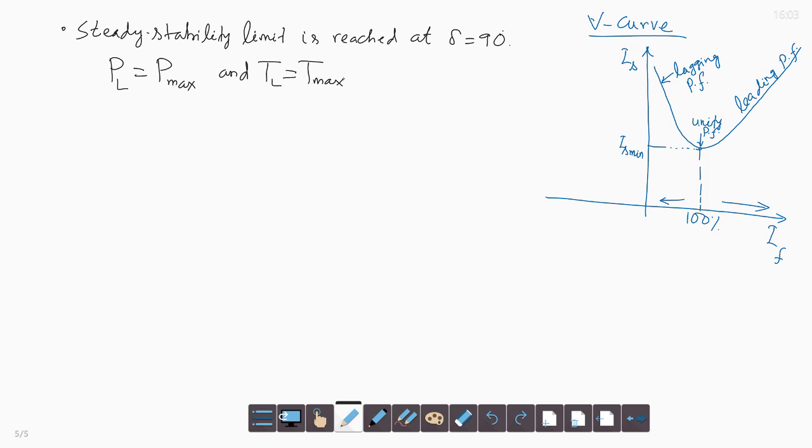And if load torque is more than the maximum torque, the pull out torque, and the corresponding load power is more than the maximum power that can be delivered corresponding to delta equal to 90 degree, the machine pulls out of step and loses synchronism. So, in that case, in order to prevent the damage due to excessive current, circuit breakers must disconnect the machine when it comes out of step.